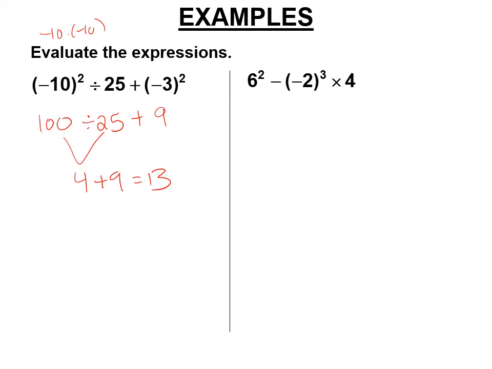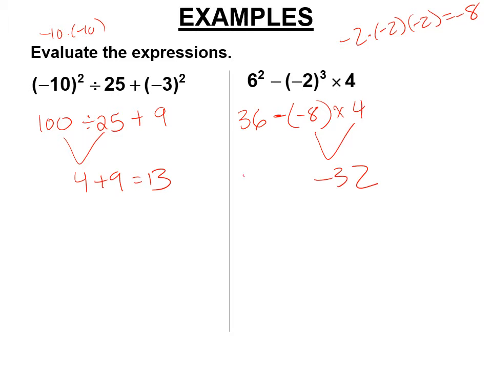Here we have 6 squared is 36. We have negative 2 cubed, which is negative 2 times negative 2 times negative 2, which is negative 8. 3 negatives make a negative. So we have now negative 8. We still have this minus, so I'm going to put parentheses there, and we still have this times 4. And so what do we have to do next? We have to multiply negative 8 times 4, which is negative 32, and it's 36.